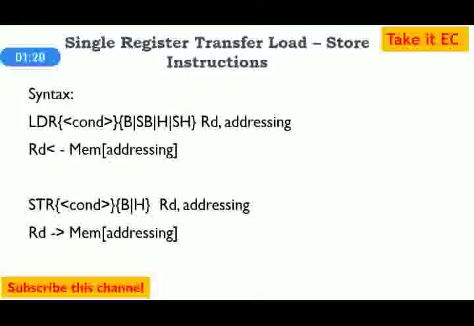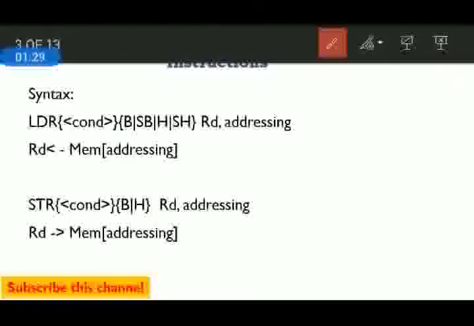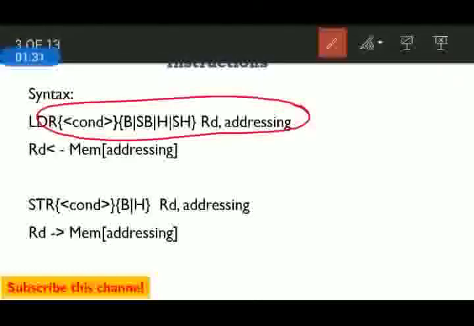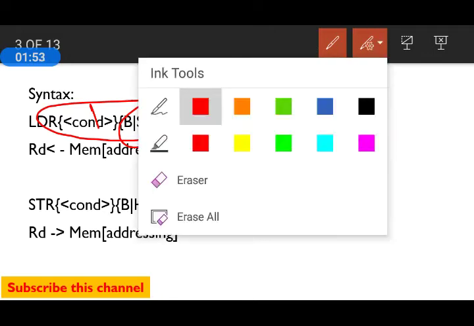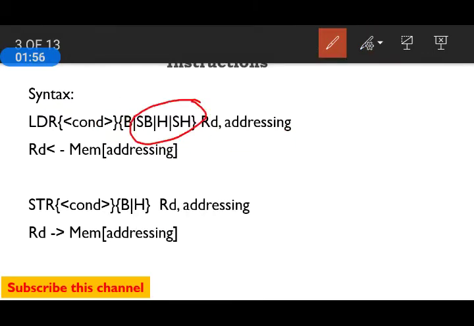So let us look at the syntax of LDR and STR instructions in this slide. You can see the LDR instruction syntax, which was covered in the previous video. Here the condition field along with LDR can be used optionally, so we can use it or leave it. The next field is the data type field, which has B, SB, H, and SH. This field also can be used or left, depending upon the use.